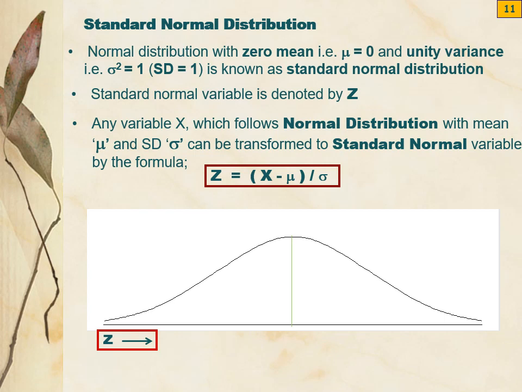In this formula, there are four values: Z, X, mu, sigma. Usually three are given and the fourth is to be calculated. In all the normal distribution questions, we are going to use this formula.